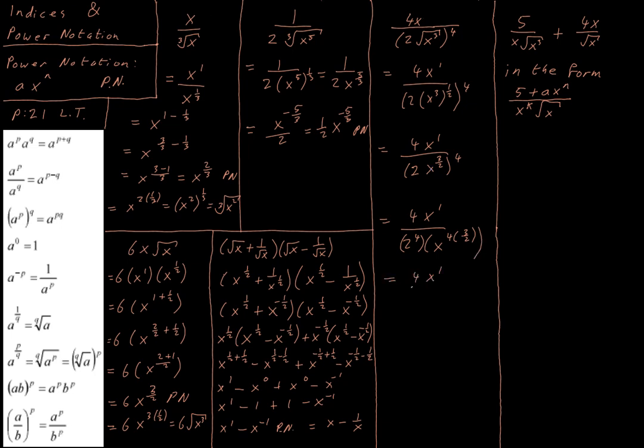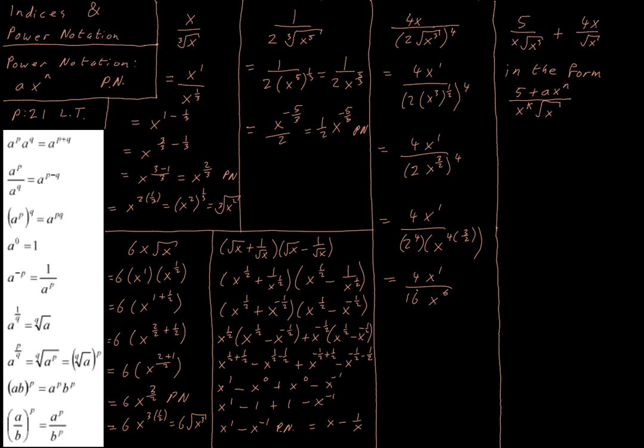Or an x to the 1 all over 2 to the 4 is 16. Now, 4 times 3 over 2, well, I have a common factor of 2, so I end up with 2 by 3 is 6. So this is x to the power of 6.